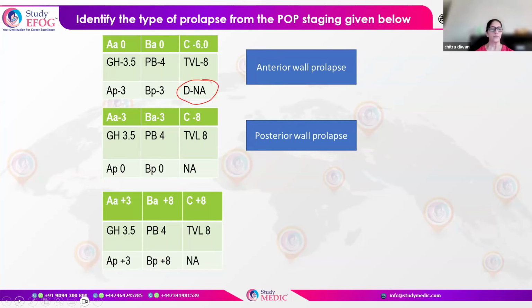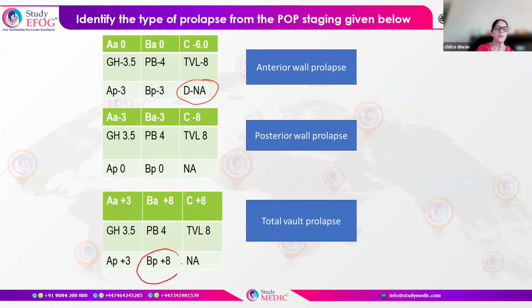BP is +8. So this is a total vault prolapse, because if you see point BP is +8, point C is 8, and total vaginal length is 8. So this is a total vault prolapse.